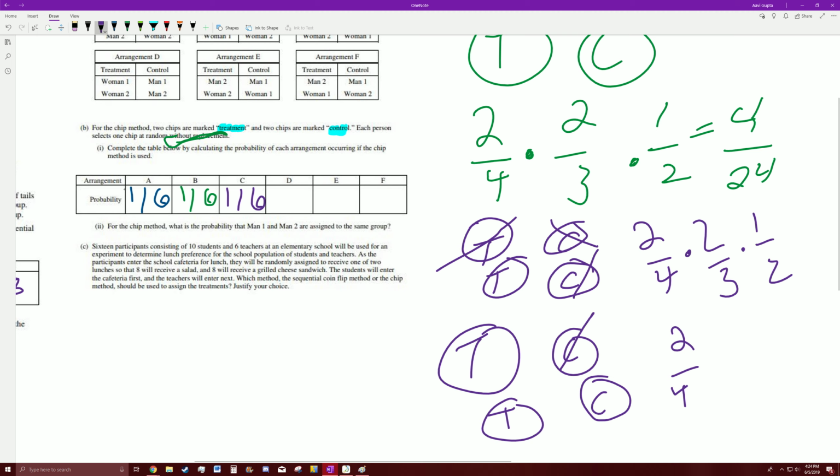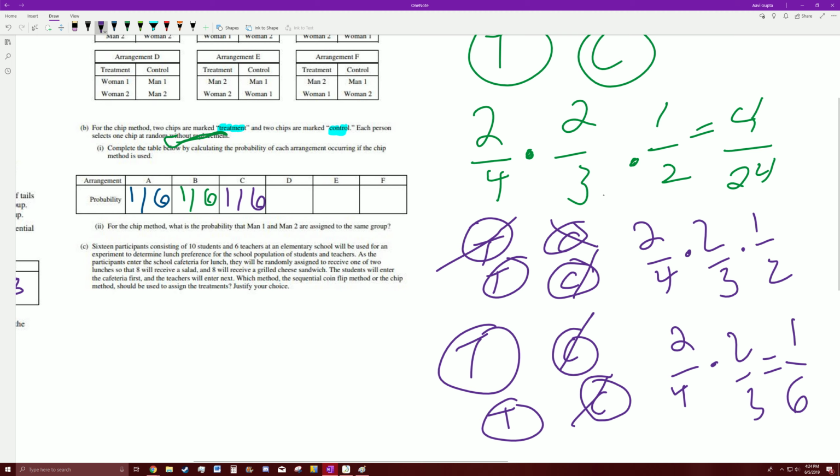And then it's man 2's turn to go up. And now there's a 2 out of 3 chance that he also picks control. And then woman 1 and woman 2 are just assigned to the treatment, because that's what happens. Once one group is filled, the remainder are put in the other group. So this simplifies down to 1/6. 2 times 2 is 4. 4 times 3 is 12.